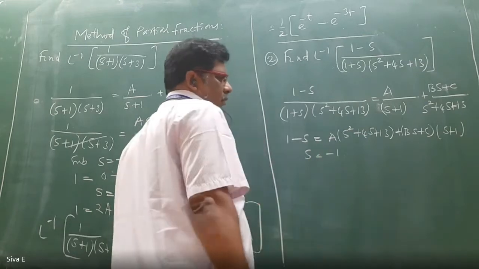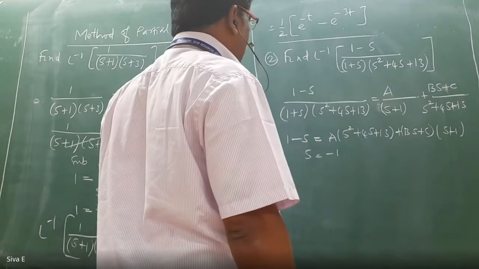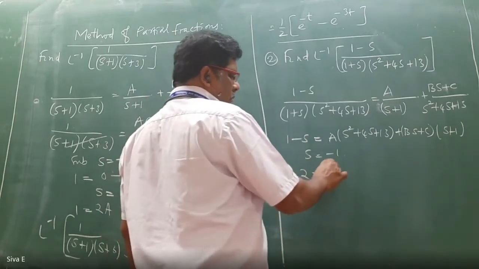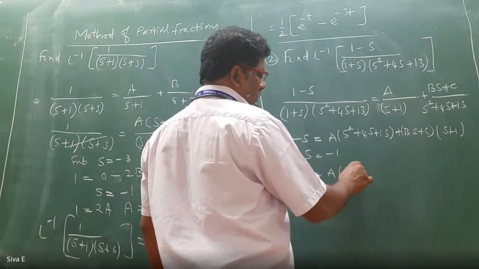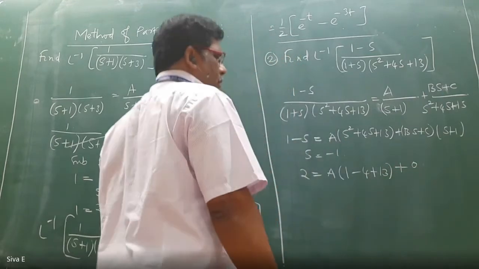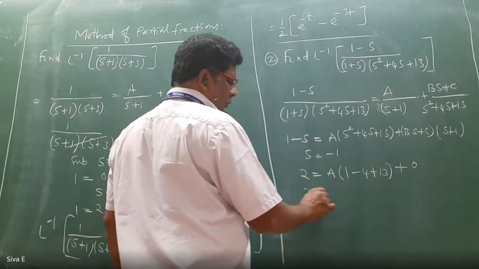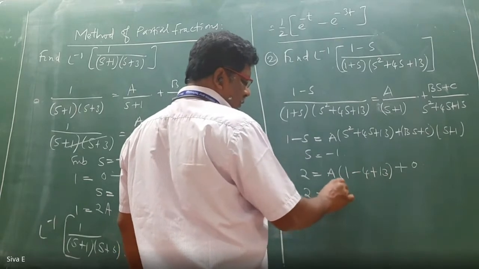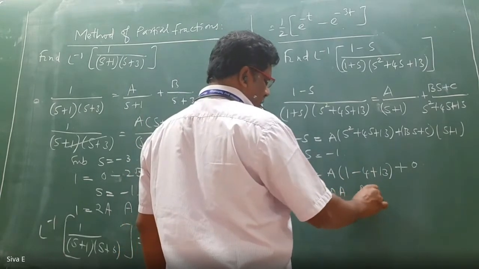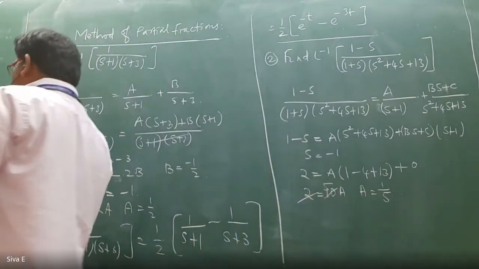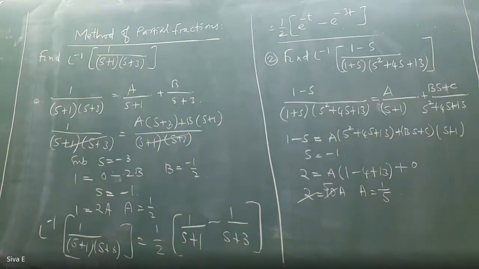Substituting s equal to minus 1: 2 equal to a into (1 minus 4 plus 13) plus 0. So 2 equal to 10a, so a equal to 1 by 5. Similarly, you have to find b and c value.